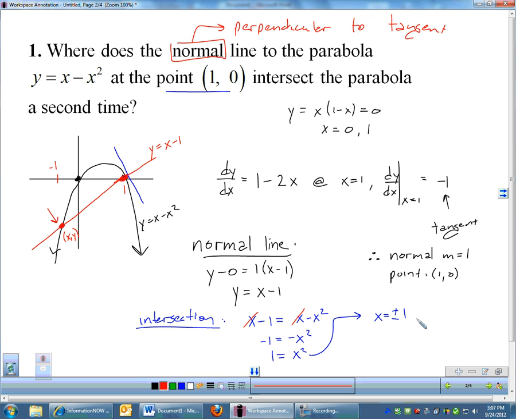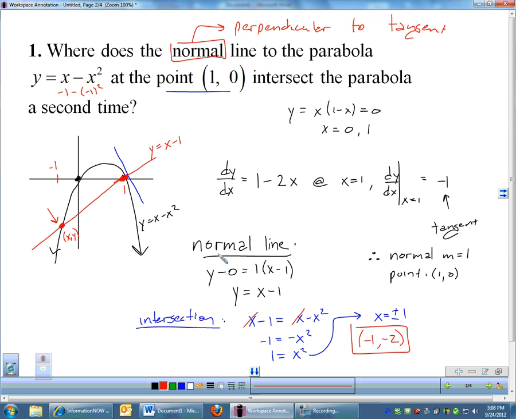So that's my x-coordinate. It says, where does the normal line intersect a second time? So I have the point 1, 0. I need to find the ordered pair that goes with negative 1. So I'll just plug in negative 1 to my parabola. Negative 1 minus negative 1 squared, and that is negative 1 minus 1, which is negative 2. So there is the point where my normal line intersects my graph the second time.